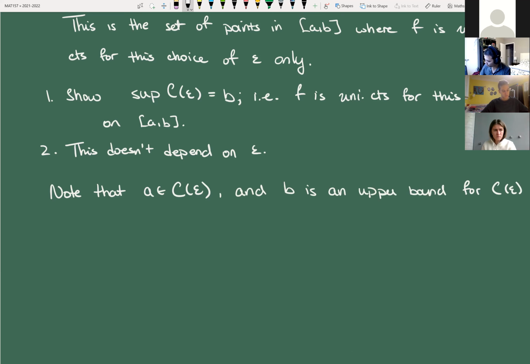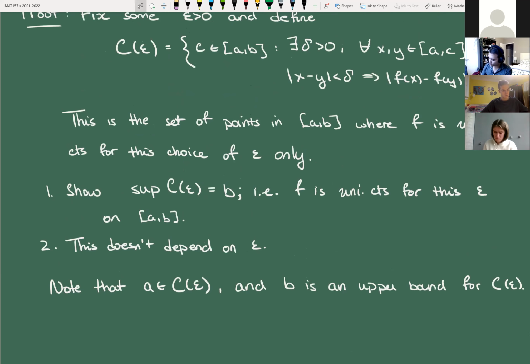For C epsilon, right? Why? Because we said by definition, C epsilon is the set of all points in the interval AB. So yeah, the biggest that anything in C epsilon could be is B, right? What is the C after the for all X and Y in AC mean? So this C and this C are the same, right?